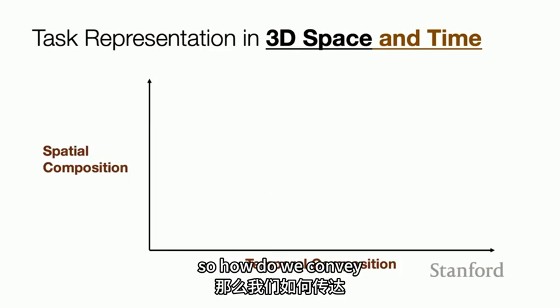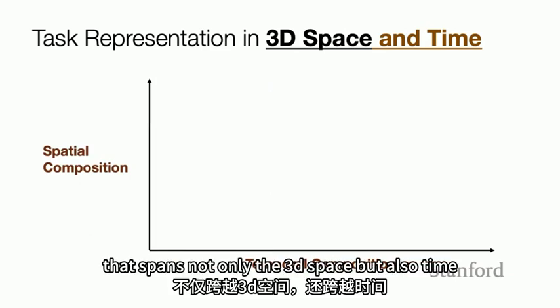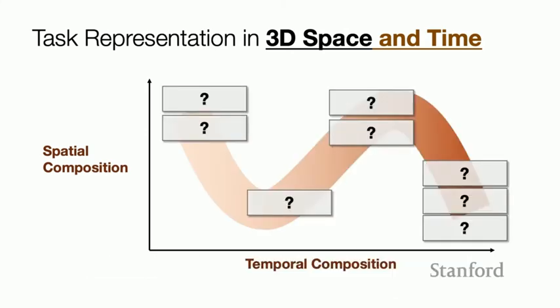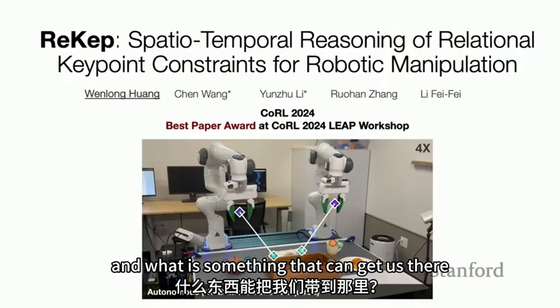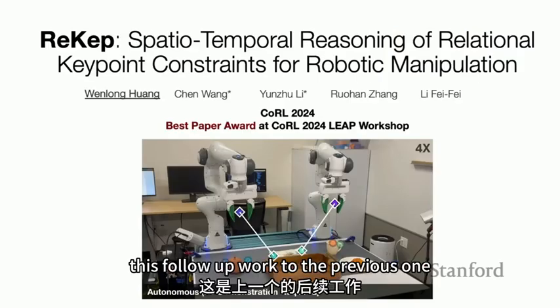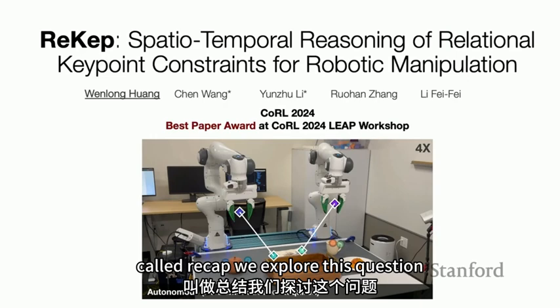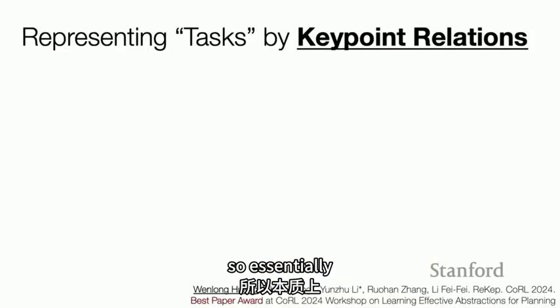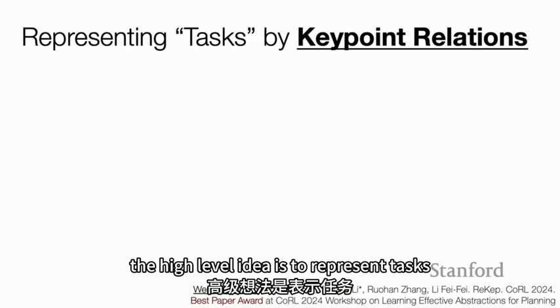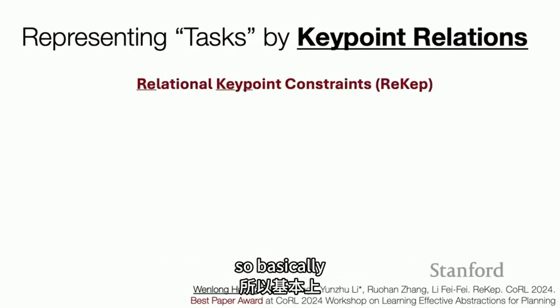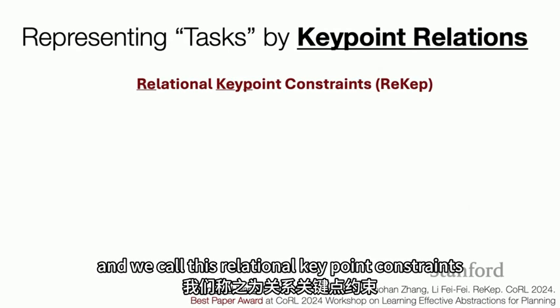So how do we represent tasks in a way that spans not only the 3D space, but also time? So we want spatial composition and time composition. And what is something that can get us there? So in this work, this follow-up work to the previous one called ReKep, we explore this question. Essentially, the high-level idea is to represent tasks by a sequence of keypoint relations. We call these relational keypoint constraints.